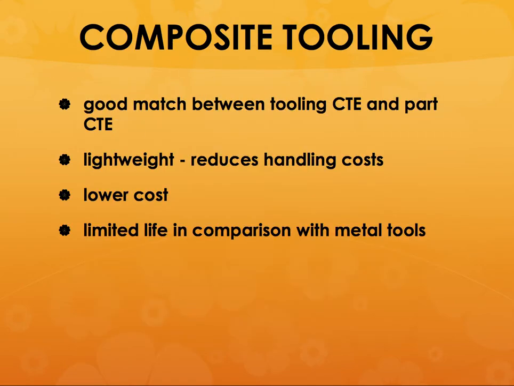So if you have a composite tooling, it will give you a good match between the tooling CTE and part CTE. It is lightweight, it is lower cost, but it has limited life in comparison with metal tools. So those are some of the issues with composite tooling. But composite tooling is typically, if you want to make 1,000 parts and things like that, a very standard process for that. But metal tooling is still an accepted process, but it is an extremely expensive way of making tooling materials.